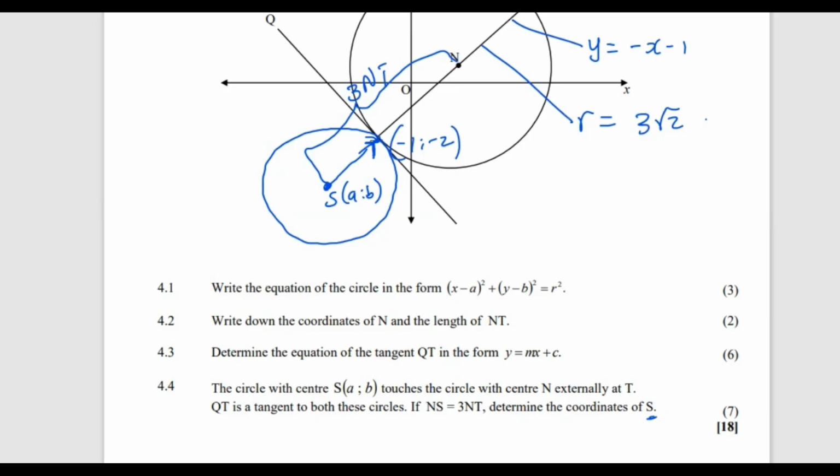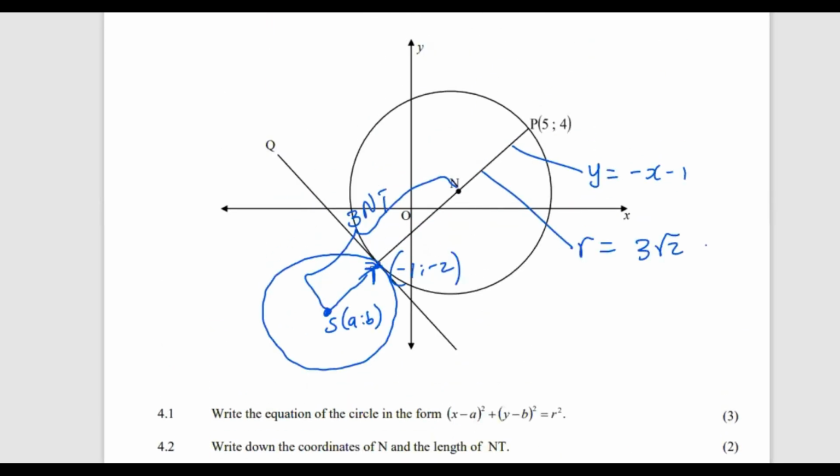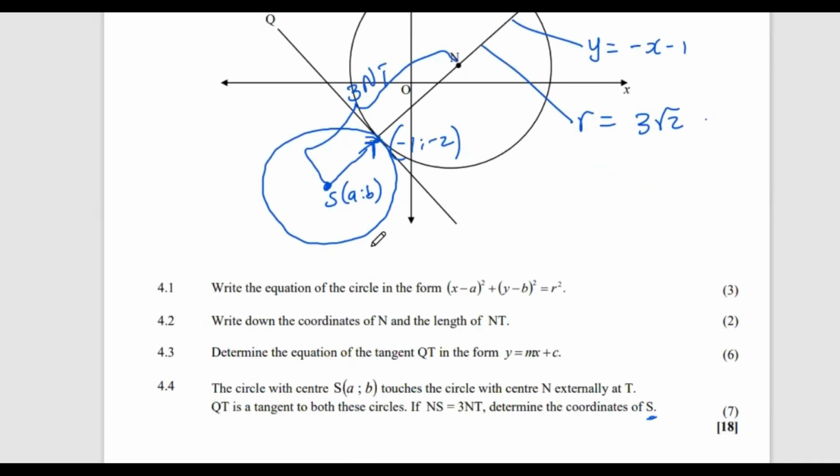Let's go back and fix this, because I see that 3NT is in the wrong place, telling us that NS. Okay, guys, so with 4.4, we said NS is 3NT. If we square the NS, we're going to end up with 9NT². We're squaring it so that we simplify that whole thing.